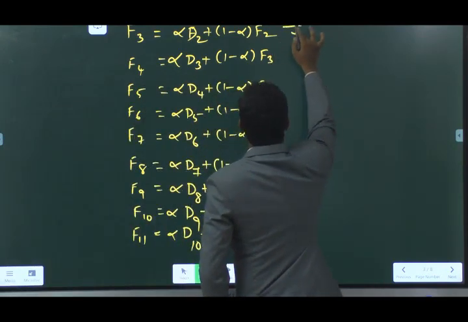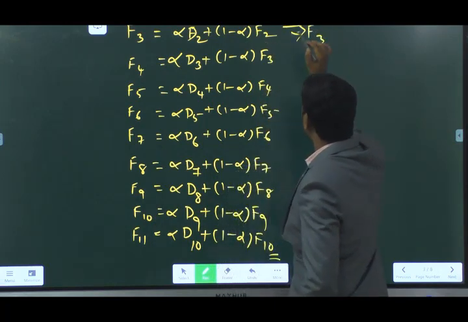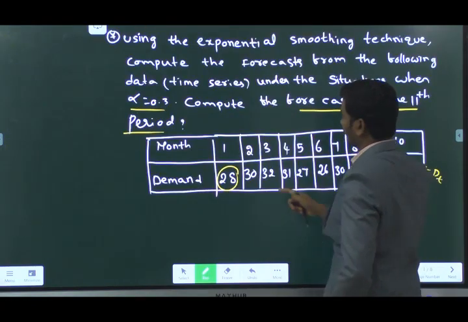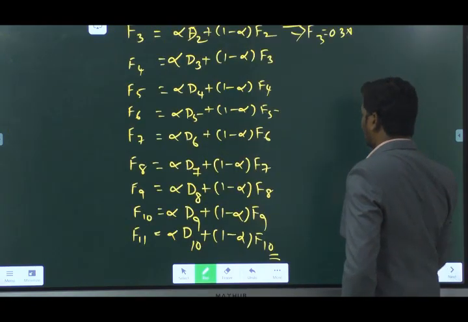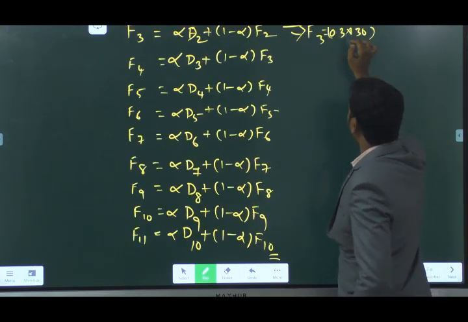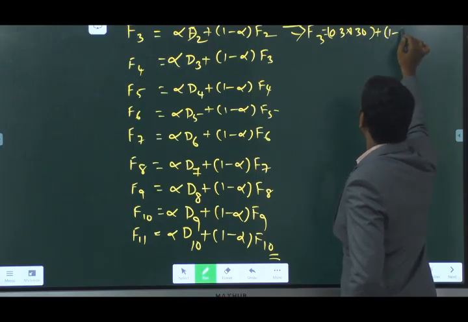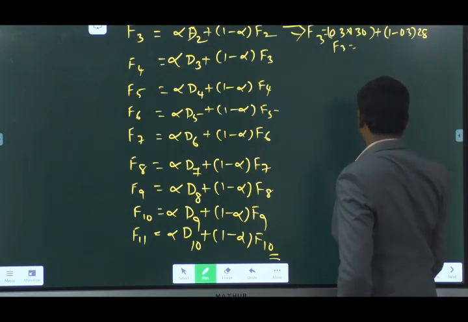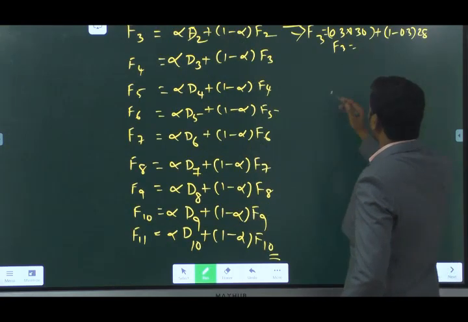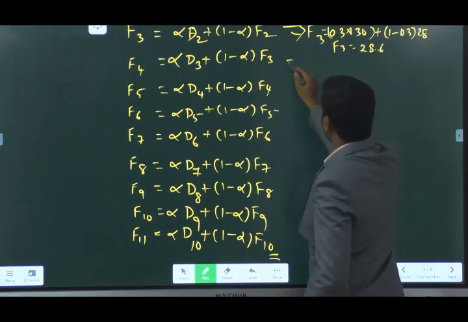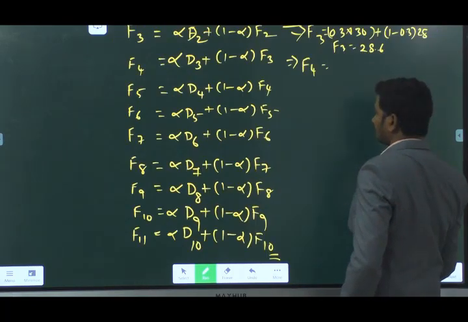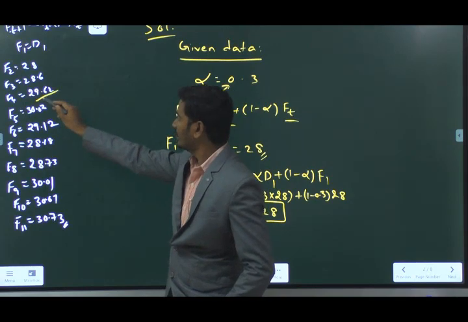First, coming to F3: we know the alpha value, 0.3, times the D2 value. In our table D2 is 30, and F2 we calculated as 28. So 0.3 times 30 plus (1 minus 0.3) times 28. From this we get F3 equal to 28.6. Next, F4 is equal to 29.62.